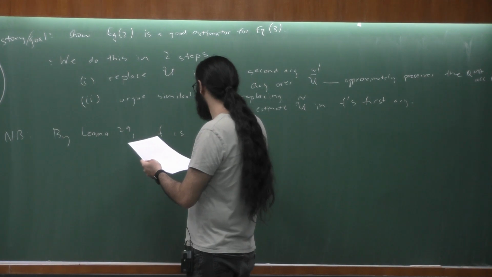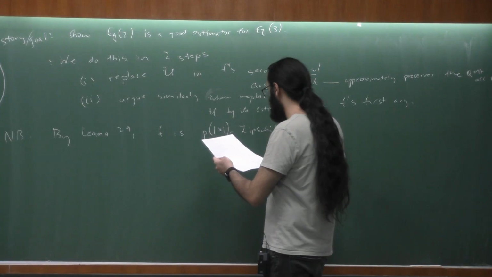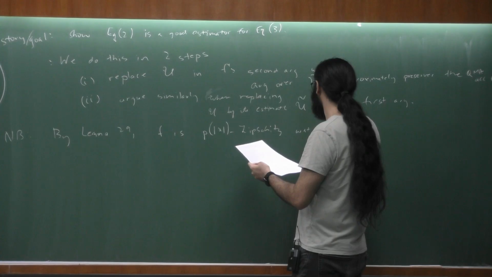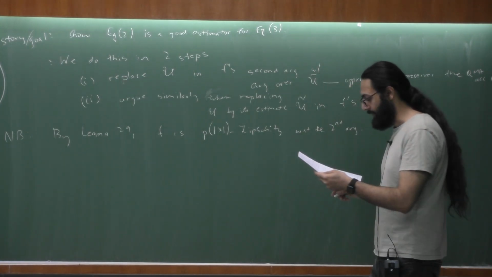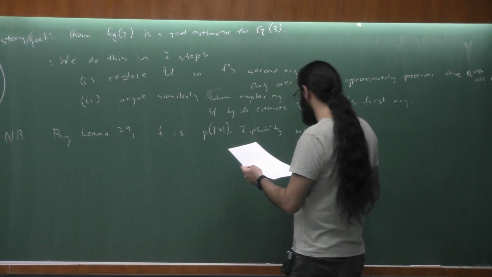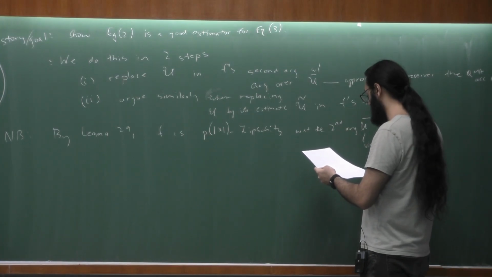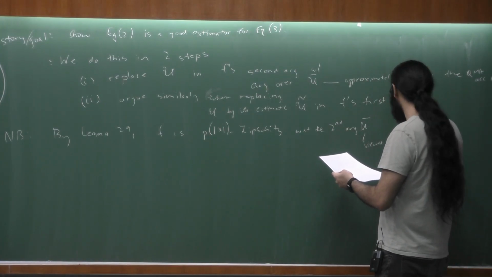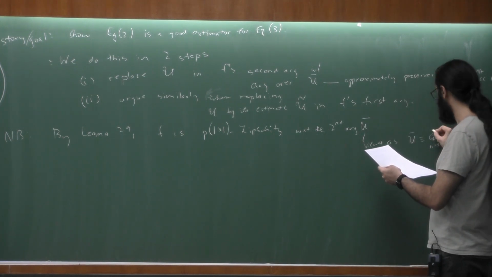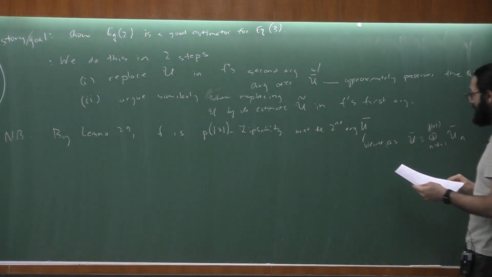F is P(x)-Lipschitz with respect to the second argument. Okay. U bar viewed as the direct sum, right? So U bar is, n goes from d plus 1 to size of x in polynomial, and U_n, right?